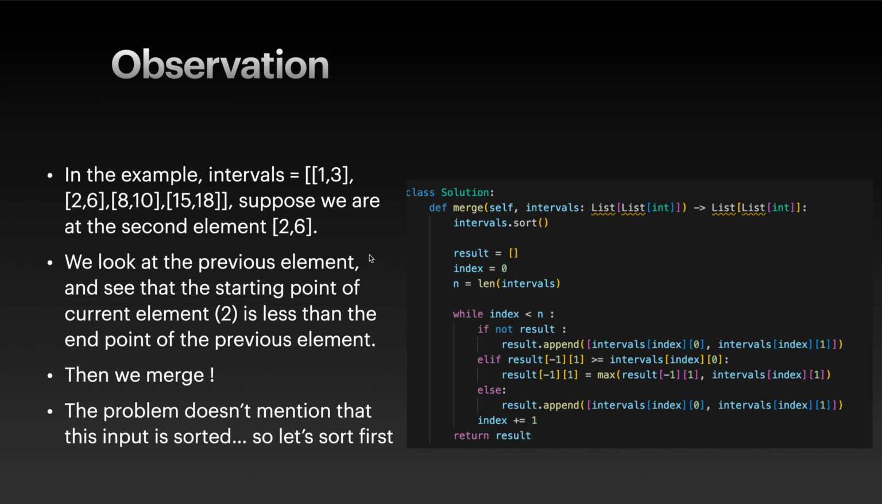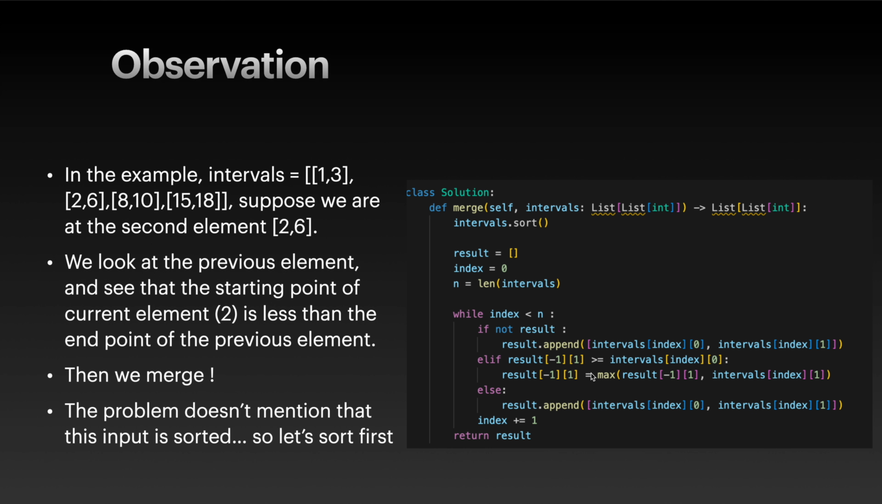One thing that you have to notice is that, say we are at 2,6. In that case, index is equal to 1. And then we look at our starting point, which is 2. And 2 is less than 3, right? The previous guy's ending point. Now, if that's the case, then what do we have to do? Well, we can merge them together. So that becomes 1,6. So how do we get 6? Well, we can just take the maximum of this 3 and 6. So that's what's going on here in the else if statement.